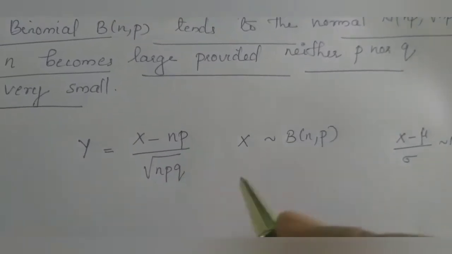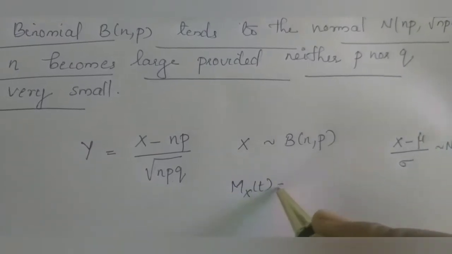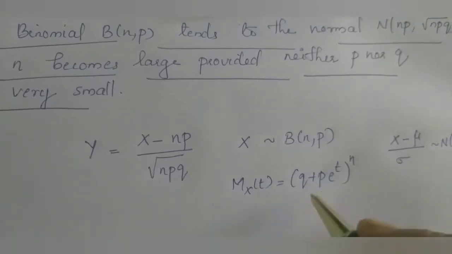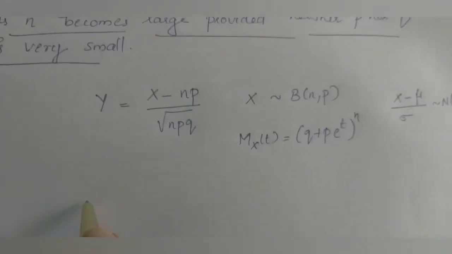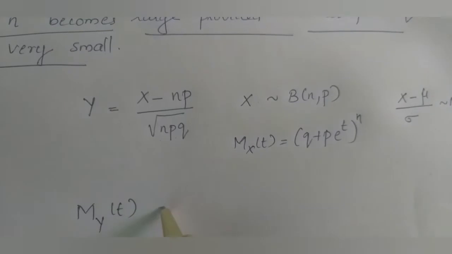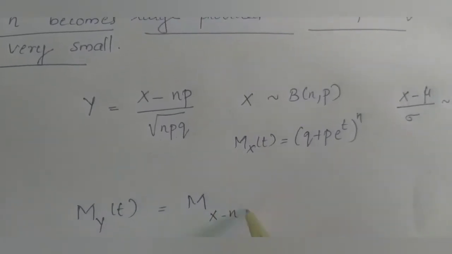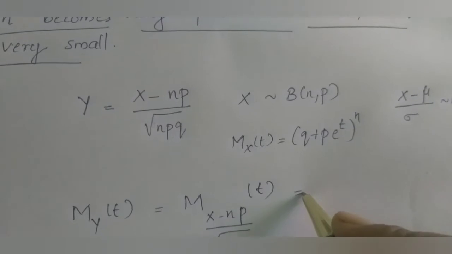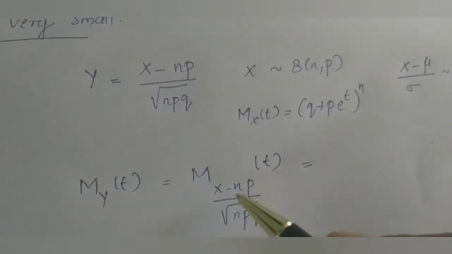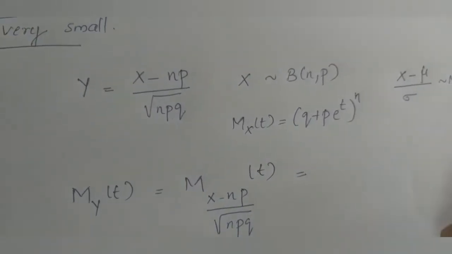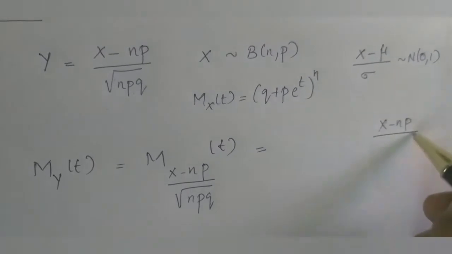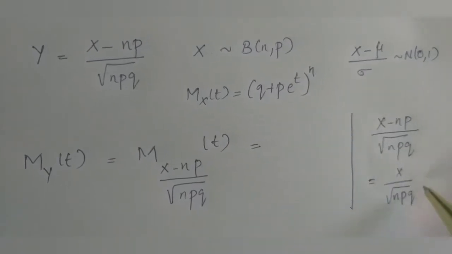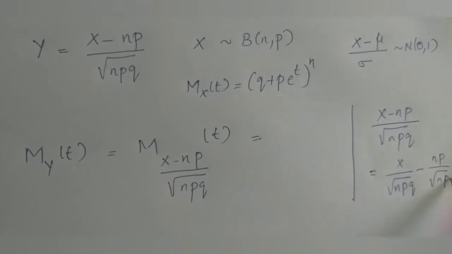Where x follows binomial with parameters n and p, we know that the moment generating function is q plus p e raised to t, the whole raised to n. That is the MGF of binomial distribution. Next, we can find the distribution of y by writing M_Y(t) equal to the MGF of x minus np by root of npq at t. We can write this as x by root of npq minus np by root of npq.